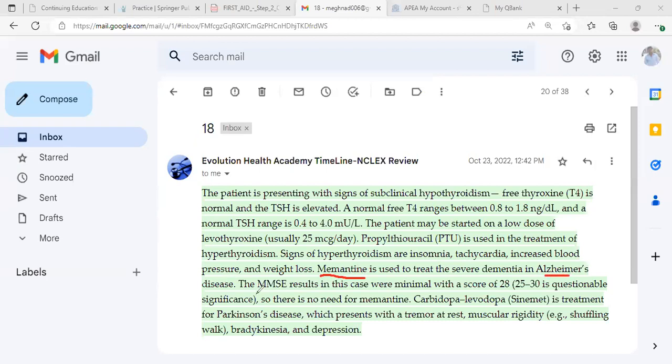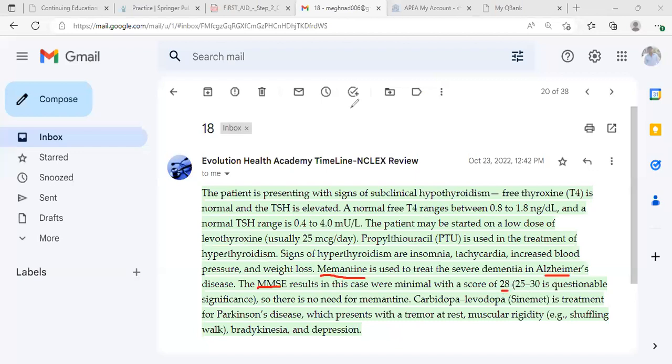One of the tests, called MMSE, resulted in this case as minimal, with the score 28. So the mini mental test we do for patients who have cognitive defects like Alzheimer's disease, right? So there is no need for memantine because the mini mental study is within the normal range. So you see how we give the treatment to the patient.